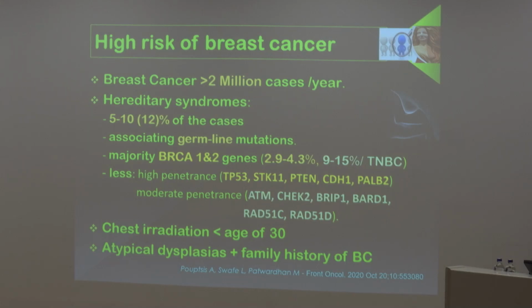Also, we have some less dangerous mutations in other genes with high or moderate penetrance. You have the list; there's no need to read them. Also, some other things: chest irradiation before the age of 30, atypical dysplasias or in situ carcinomas, plus the family history of breast cancer. So this is high risk.